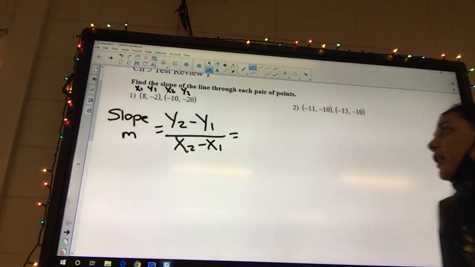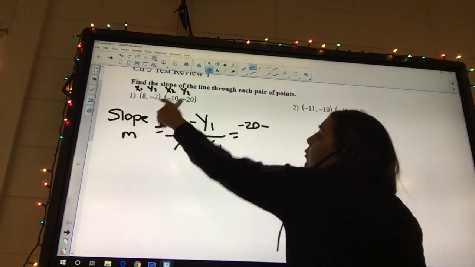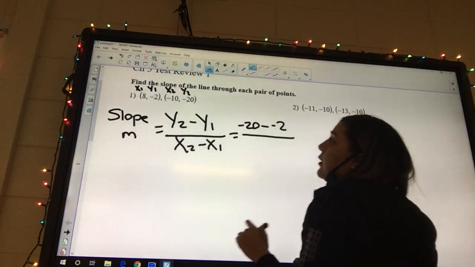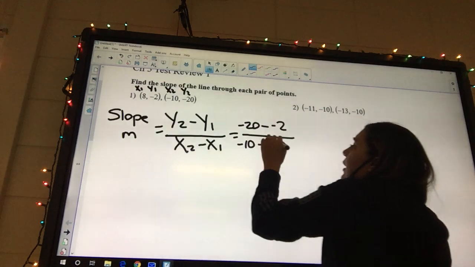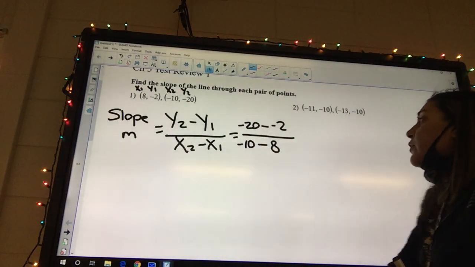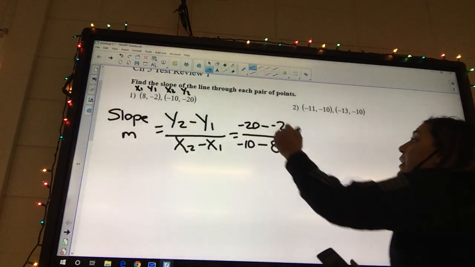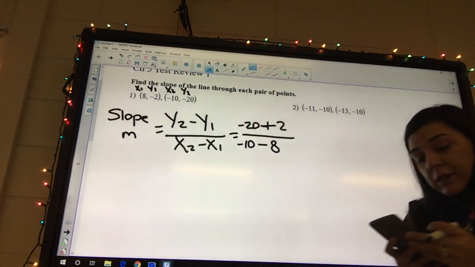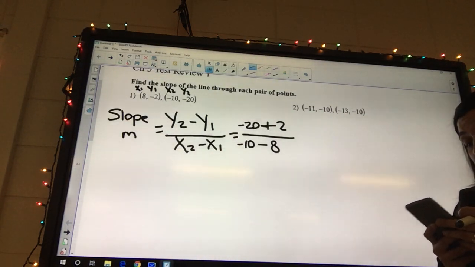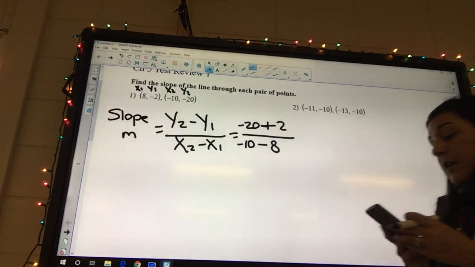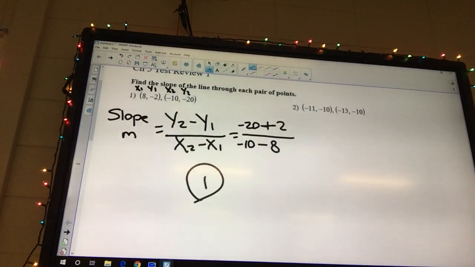Okay, and so if we were to plug these in, well, y2 is negative 20 minus y1 is negative 2. x2 is negative 10 minus x1 is 8. Okay, and if you type these in on the calculator, and you use that fraction button, we say, well, a minus minus, we know this one's going to be a plus, okay, but we can say negative 20 plus 2 over negative 10 minus 8, and that's going to give you 1. So our slope is 1.